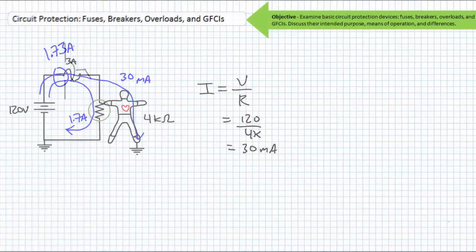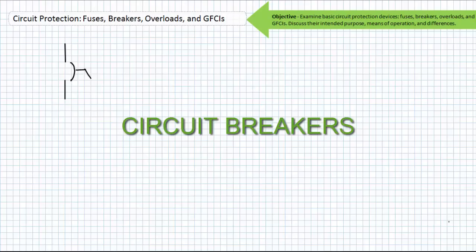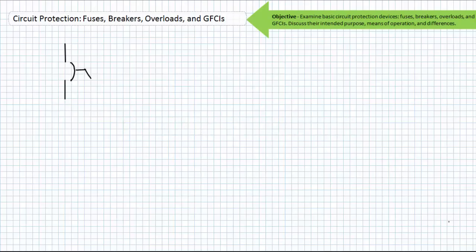Circuit breakers. Moving on to our next circuit protection device, let's briefly discuss the circuit breaker. A circuit breaker is a circuit protection device very similar to a switch, in that it is a 0 ohm resistor that becomes an open or infinite resistance if current gets too high.